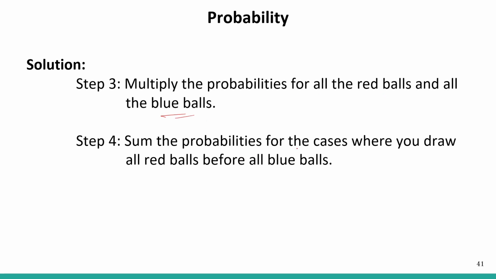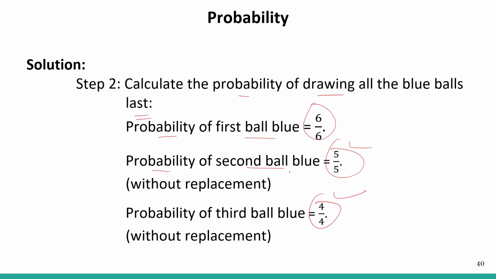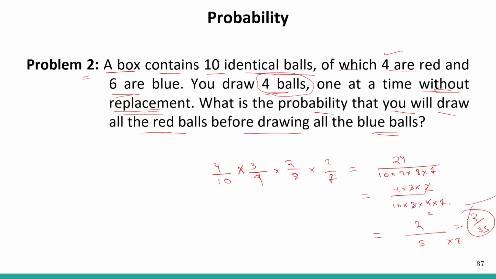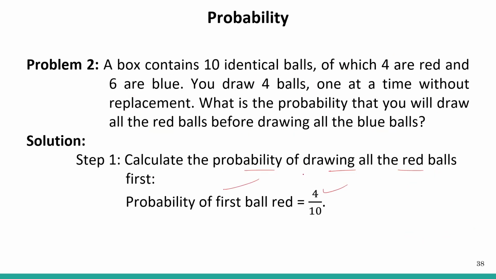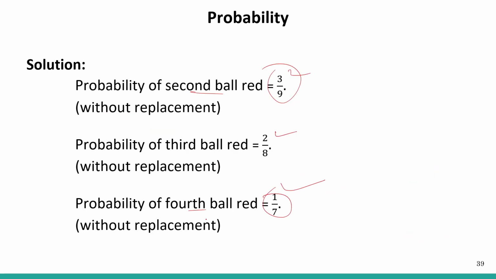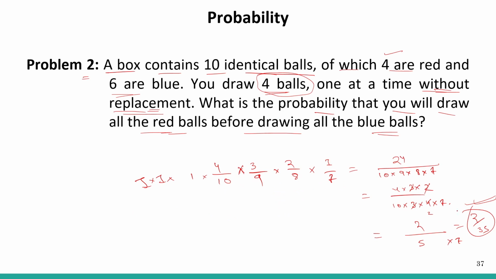So sum of the probability for the cases that you draw all the blue balls before. Okay, so it will be equal to what? It will be actually equal to 2 by 35, because after that we have multiplied with 1. Okay, that actually doesn't matter, because only blue balls are there. So that is why the answer will be what? 2 by 35. So the correct answer will be 2 by 35.